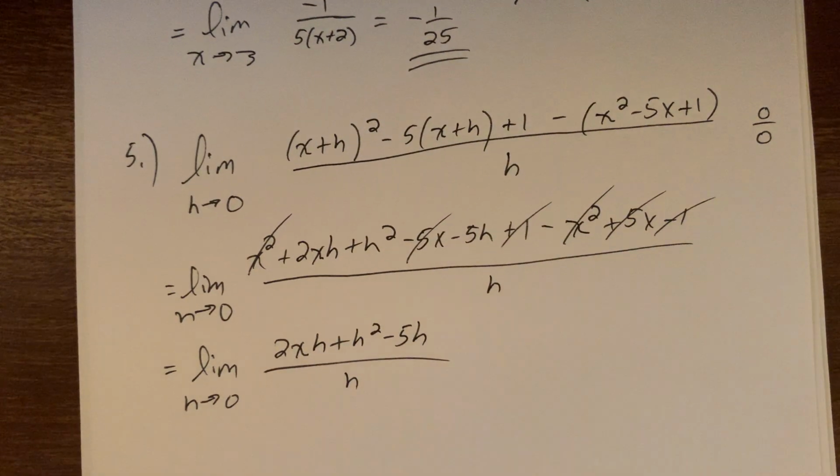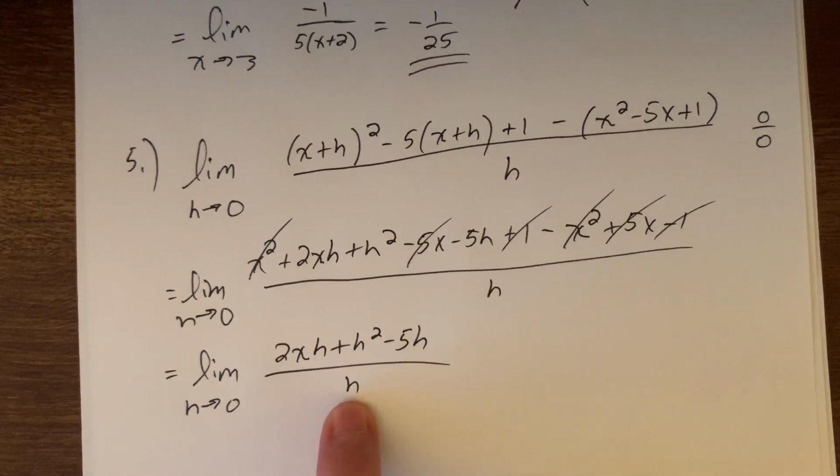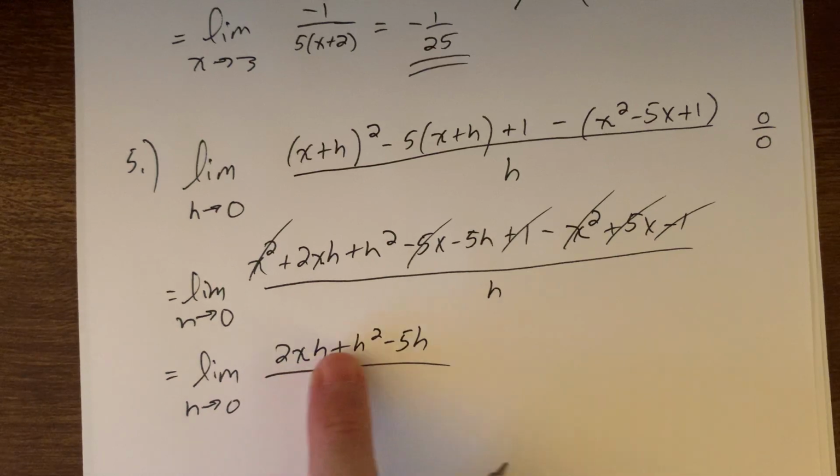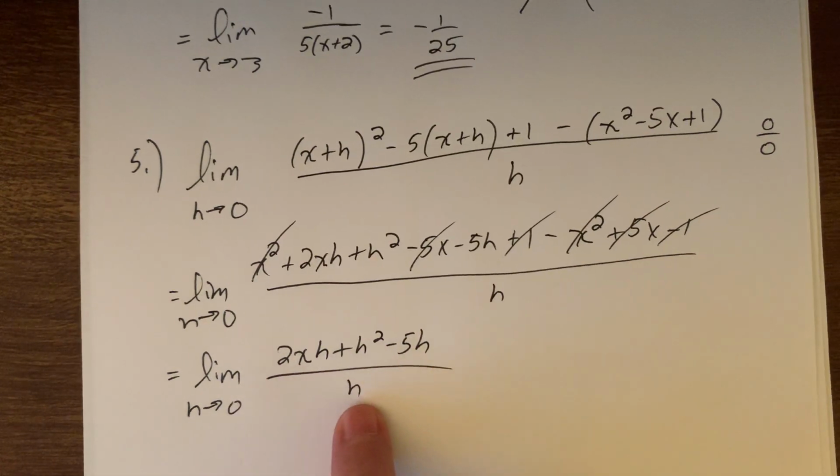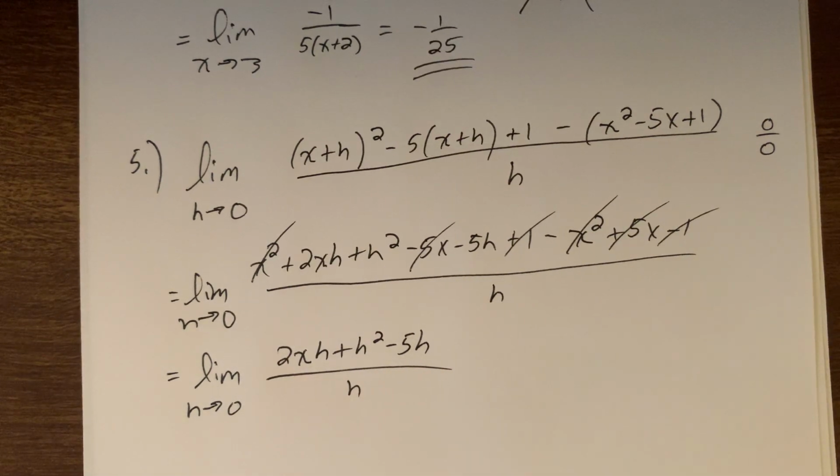But if we think we're done and we just try and plug in h is 0, well, 2x times 0 plus 0 squared minus 5 times 0, you just got a big 0 on top, still over 0 in the bottom. So we're not all the way done, but now that we've done so much cleanup, can you see the way to finish this one?